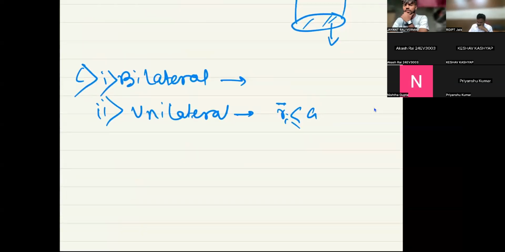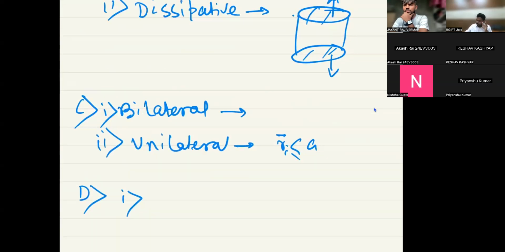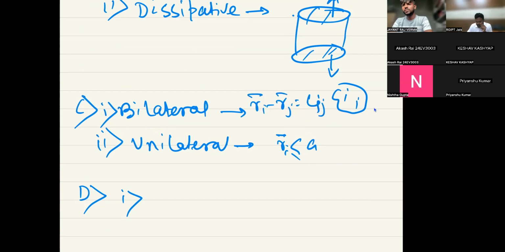Sir, can you please explain bilateral and unilateral? Bilateral means the constraints are in the form of an equation, and they work on both sides. So for example, for this rigid body, the relation between the ith and jth particle, r_i minus r_j, that is constant, that works in terms of both particles, not only for one particle, right? It is valid for the ith as well as the jth particle.